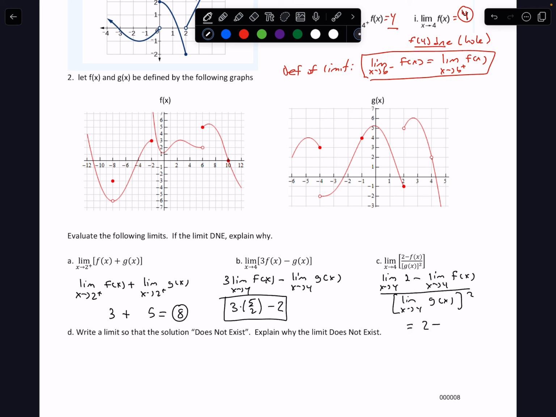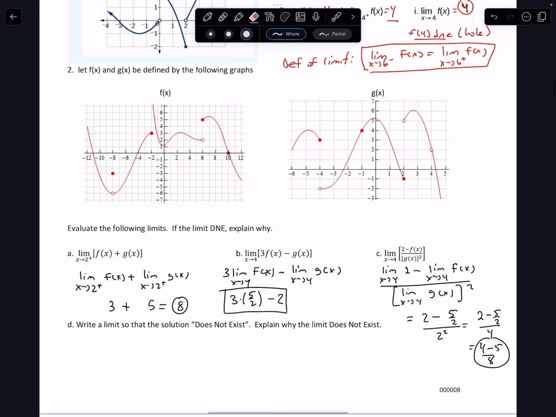2 minus f of x, we already know. That was 5/2 over g of x, which I know was 2, squared. And again, you can leave it like this if you want. We'll talk more about simplifying these later on, but you can leave it like this. Or just multiply everything by 2, and you get 4 minus 5 over 8. More minus 1/8.